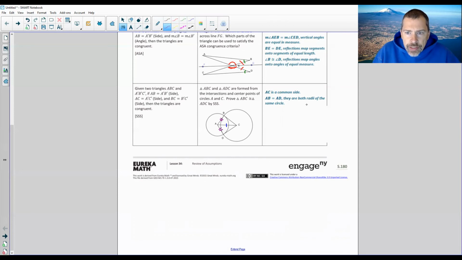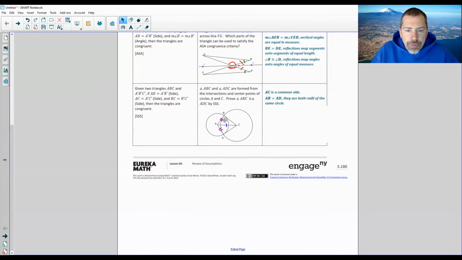AB is this segment here that is congruent to AD. And the reason is they're both radii of the same circle. No matter where we draw from A to the circle B, that distance is the same everywhere. That's what creates a circle. The definition of a circle is the set of all points equidistant from the center, A in this case. Okay, so AB is equal to AD.